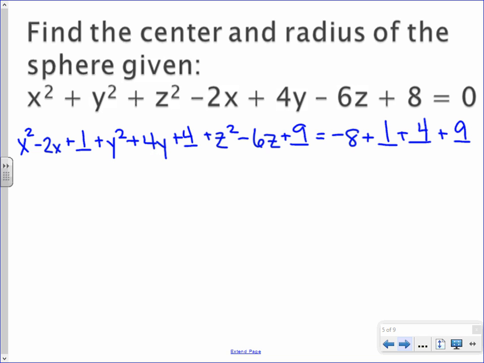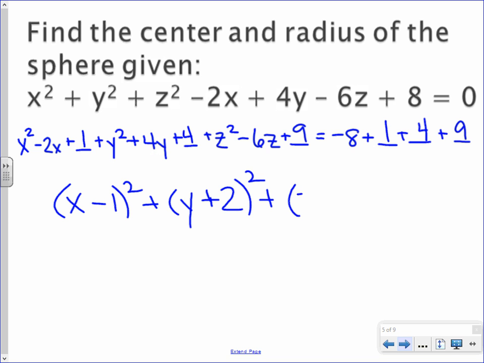Okay. So our sphere is the equation x minus 1, the quantity squared, plus y plus 2, the quantity squared, plus z minus 3, the quantity squared, equals 6. You don't have to divide it over. No worries.